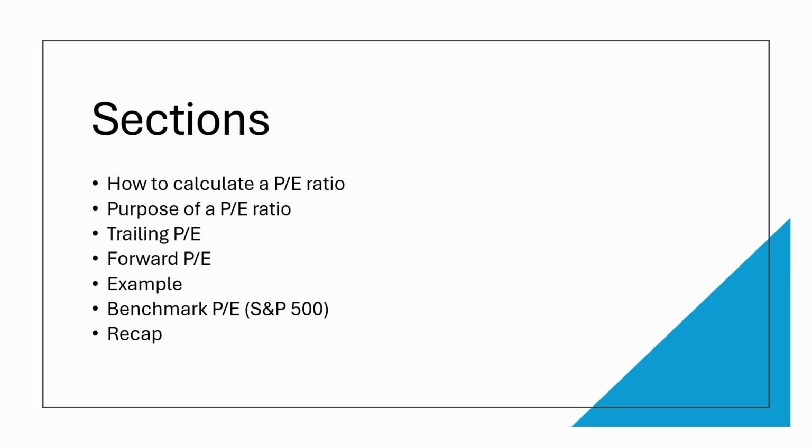We will divide our video into the following sections: how to calculate a PE ratio, purpose of a PE ratio, trailing PE, forward PE. We will take an example. We will compare it against a benchmark. In our case, we will use S&P 500, and in the end, we will do a recap.